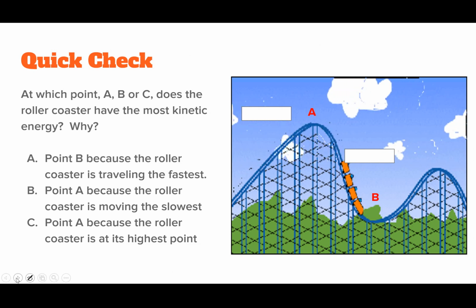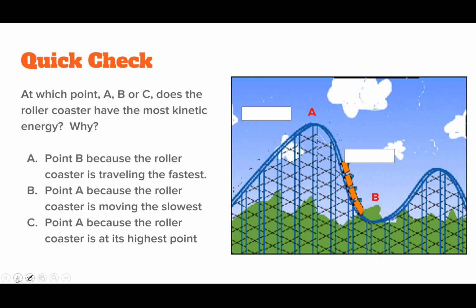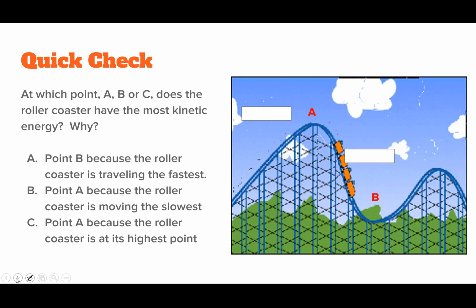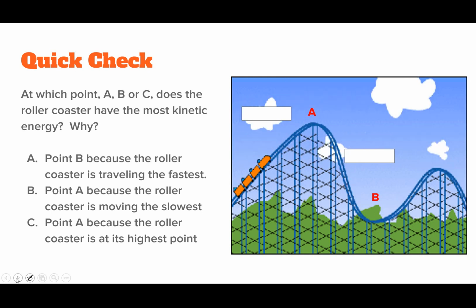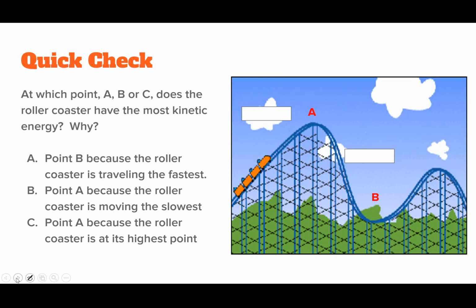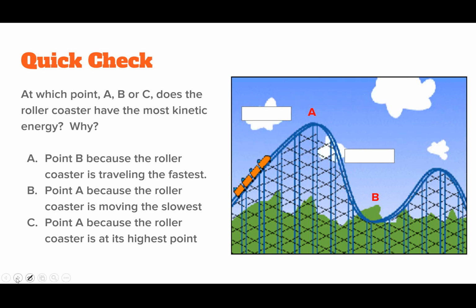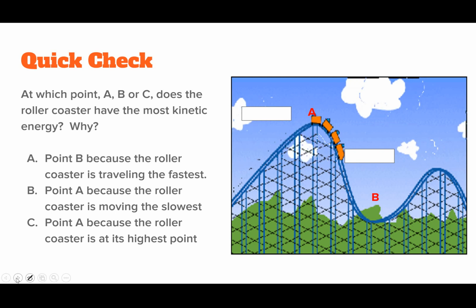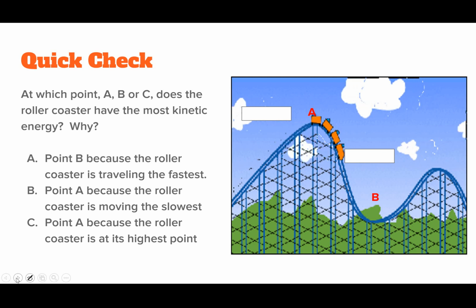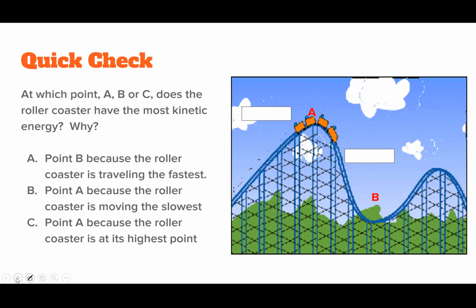All right, so this is what I want you to do. This is a very similar question to the first one, but what I want you to do is answer it because this one is talking about kinetic energy. So I'm going to read the question to you. At which point A, B, or C, does the roller coaster have the most kinetic energy? Why? Point B, because the roller coaster is traveling the fastest. Point A, because the roller coaster is moving the slowest. Point A, because the roller coaster is at its highest point. I want you to go ahead and try this question and then we're going to go over it.